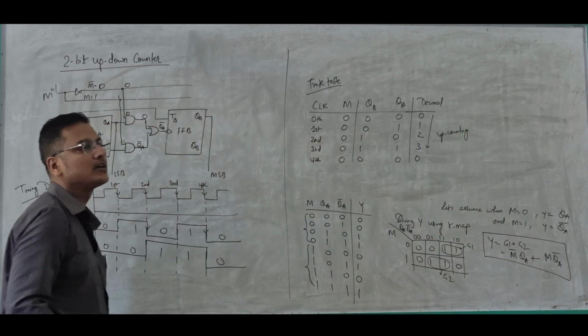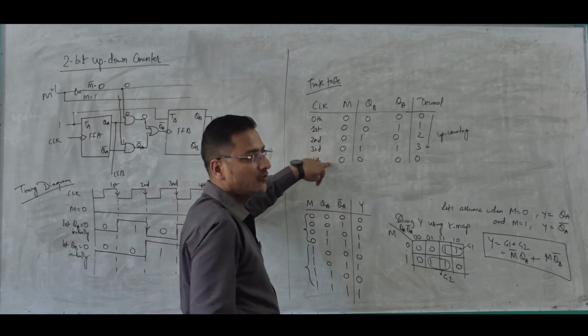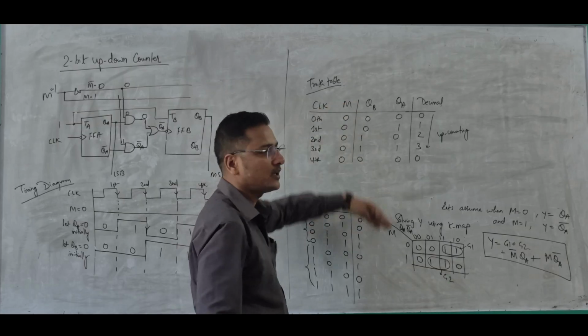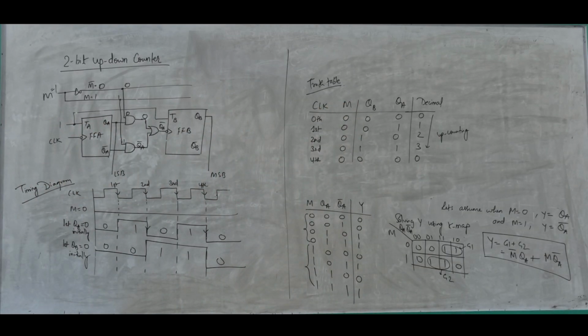Similarly, you can write it for down counting. In down counting, what will be there? M value is 1, and here it is reversed, right? 00, 11, 10, then 01, then 00.